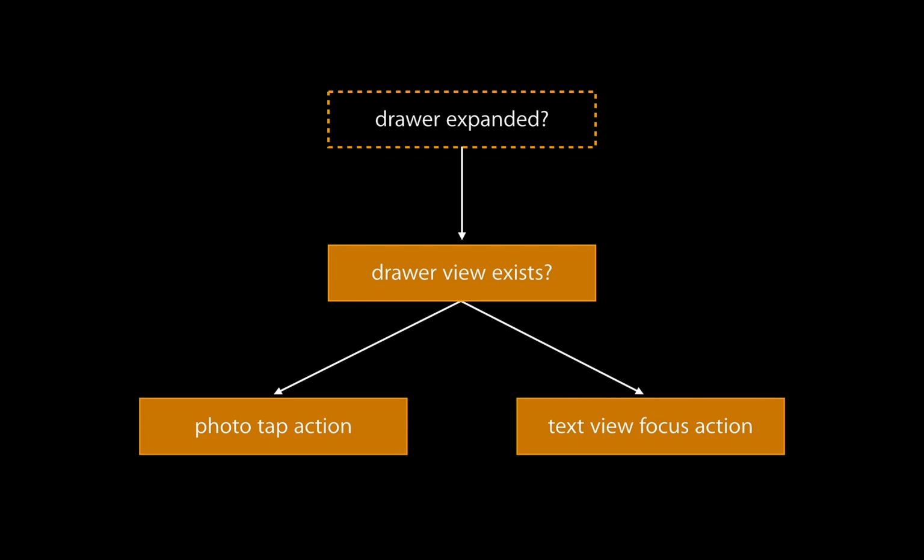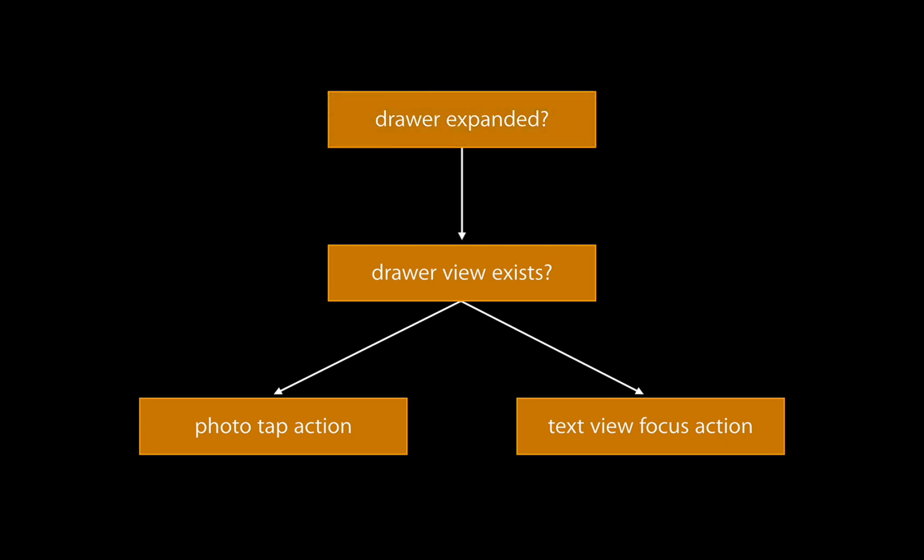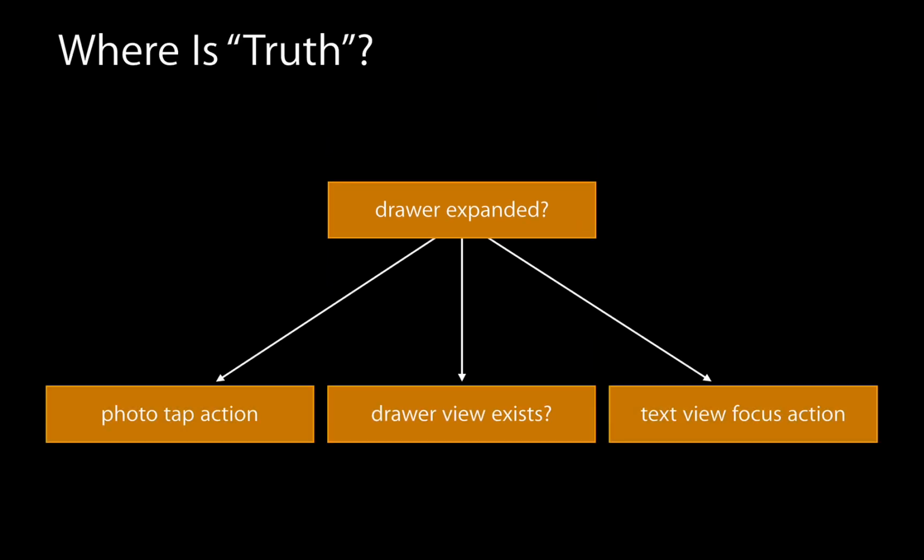So we can deal with this problem by reifying that piece of state. We can make a property, say, is the drawer view expanded right now, updated immediately when we start collapsing that drawer view, and when we start expanding that drawer view. And then, once we do that, we can look at this diagram and say, wait. Why are these actions getting their truth from whether or not the drawer view exists? What really matters is whether or not the drawer is supposed to be expanded or not.